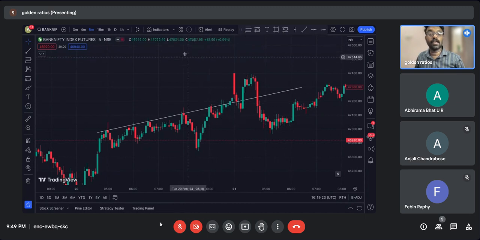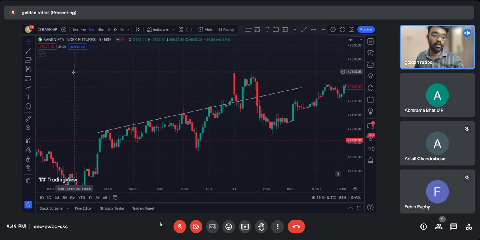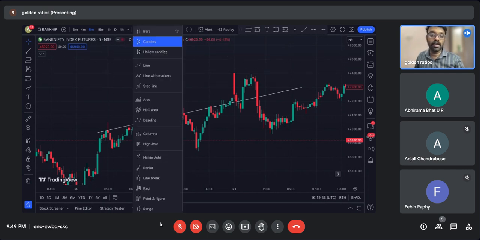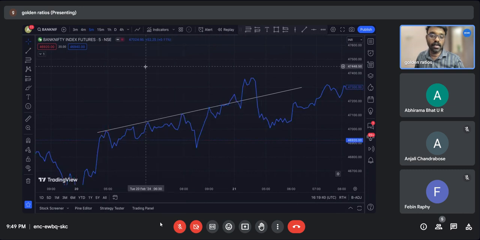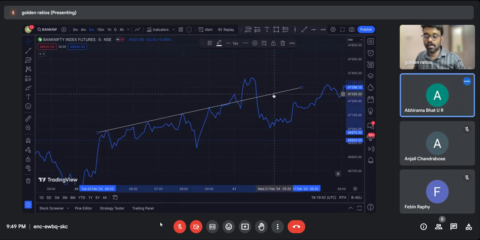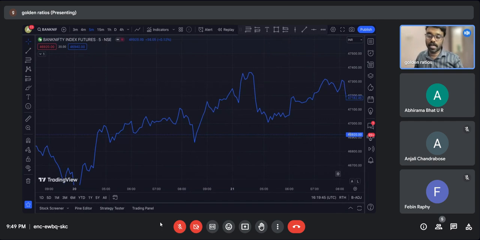When I taught about TradingView, I told that so many types of charts are there. This is a candlestick chart. You can just click on that one and you can go for line. It is visible for everyone, right?